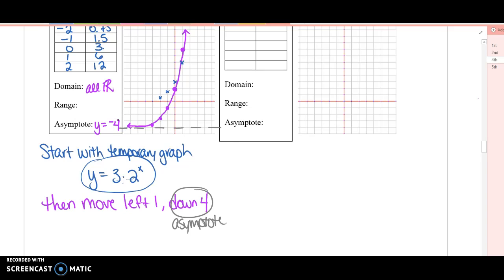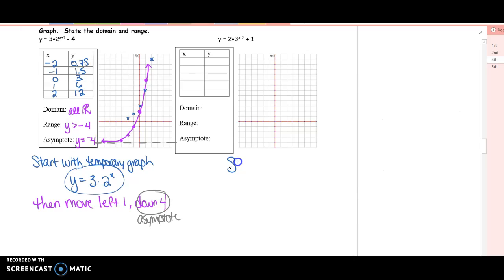The range and the asymptote are very, very linked. Your range is going to be y is greater than -4. If your graph is above the asymptote, your range is y is greater than the asymptote. If your graph is below the asymptote, your range is y is less than the asymptote.